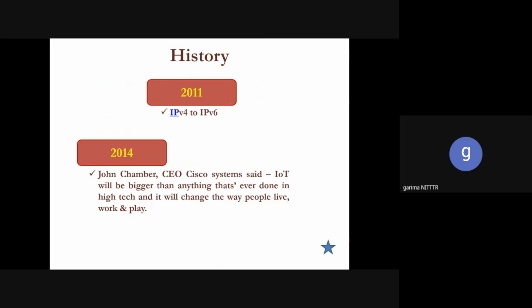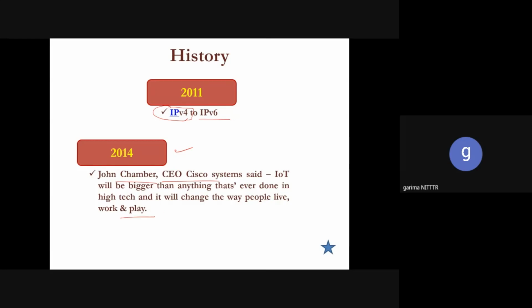So during the implication, you can say the starting of IoT in 2011, IPv4 was considered to be the addressing process, but then it shifted to IPv6. And in 2014 itself, the CEO of Cisco Systems, John Chambers, said that IoT will be bigger than anything that's ever been done in high tech, and it will change the way people live, work, and play.